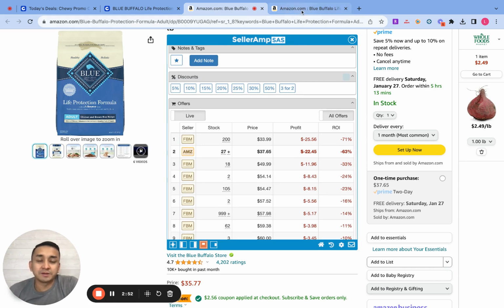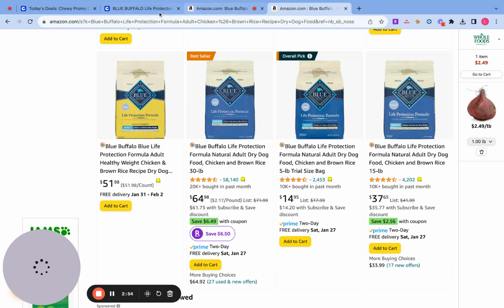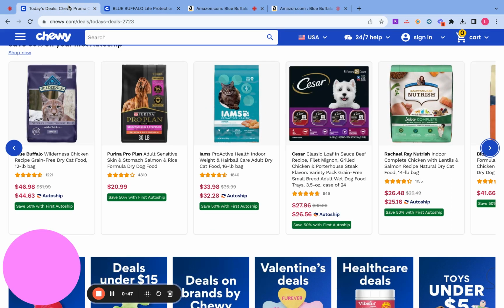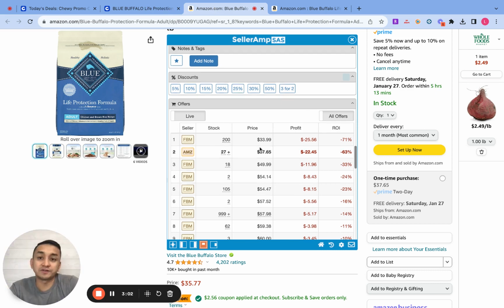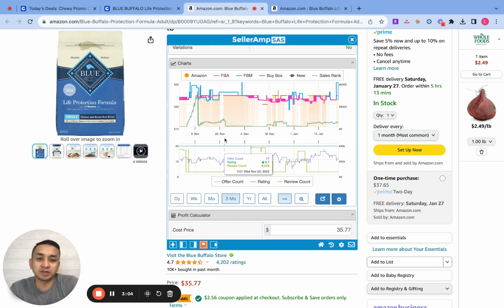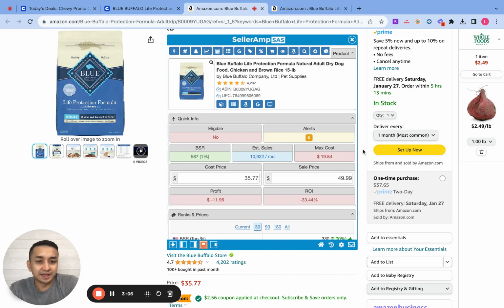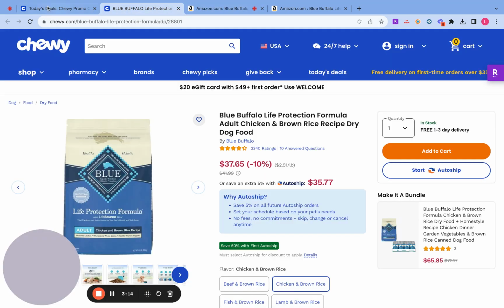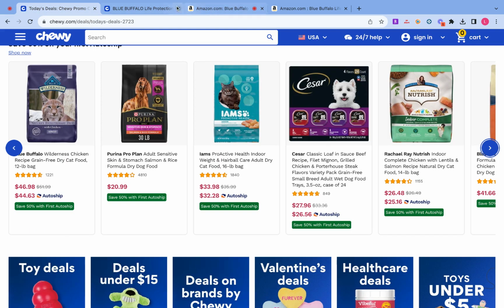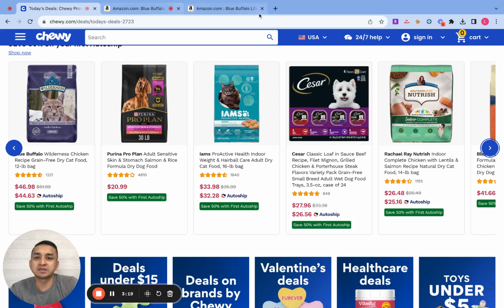But I hope you guys got the point. You can look for products from Chewy.com and then do a reverse search on Amazon. Once you find the product, you would run the numbers, and if the numbers make sense, then you can buy that product for your Amazon business. This one is obviously not matching, so I would pick another product.